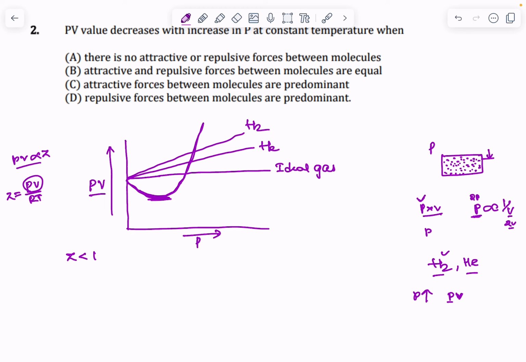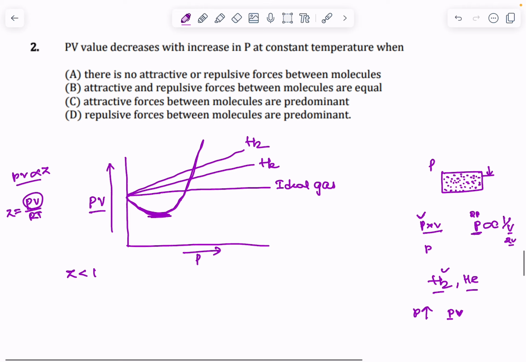First it decreases, PV value decreases to some extent. Why? Because attractive forces are there. So whenever attractive forces between the molecules are predominant, PV values decrease.